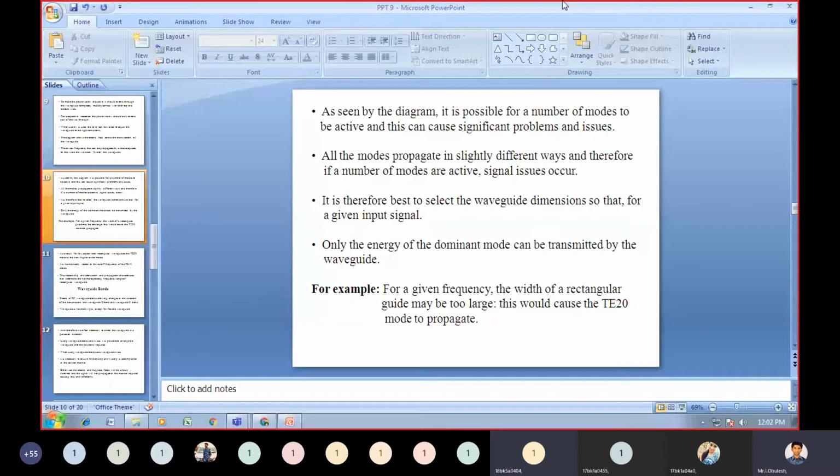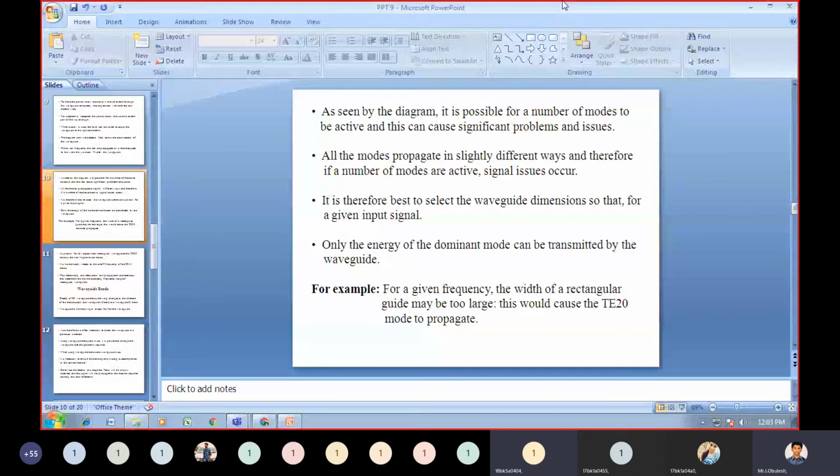Why? Here all modes are propagating in slightly different ways. It means that we have some differences in the frequencies. If you get such problems, signal issues will occur, because all modes are active with slight frequency variations.